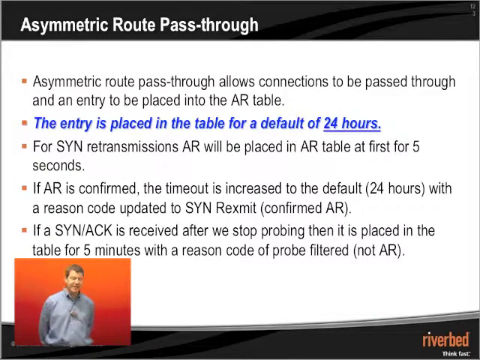Routes are placed in the asymmetric routing table for 24 hours. After that, they will automatically expire out of the table. So if some type of event occurs over the weekend, it will probably resolve itself by the time users come back into the office.